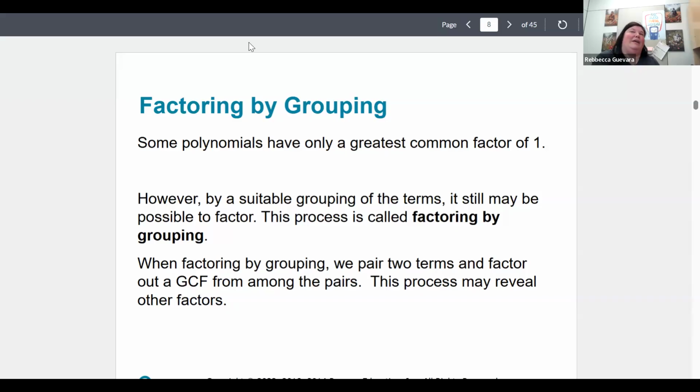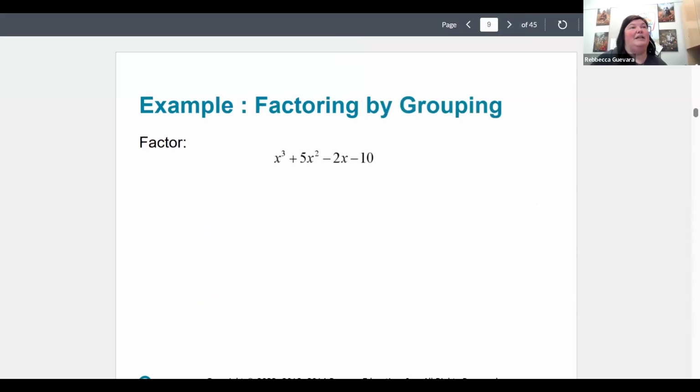Sometimes you can't factor out a greatest common factor, but there's still some factoring you can do further. When factoring by grouping, we pair two terms and we factor out a GCF from among the pairs. This process may reveal other factors. For us, we'll reveal other factors because we're practicing. Doesn't mean that this works all the time. We're using examples that do work.